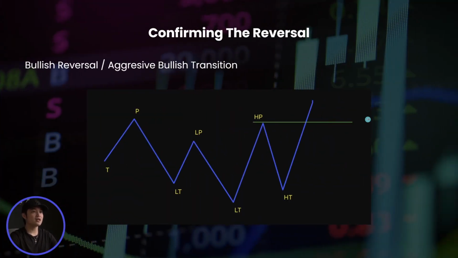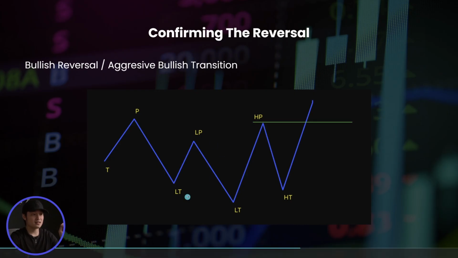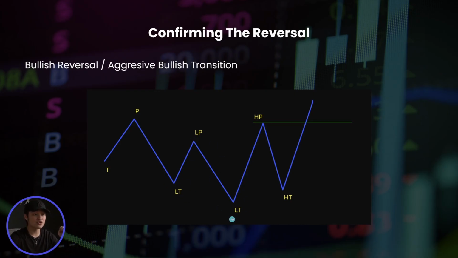Okay, so the next one is the bullish reversal, or the aggressive bullish transition. If you are a smart money concept trader or a Wyckoff trader, the price makes a lower trough, lower peak, lower trough. Instead of making another lower peak, the price makes a higher peak. This is our change of character, okay? And then the higher trough is our confirmation.